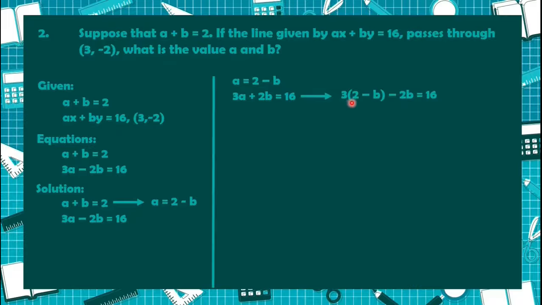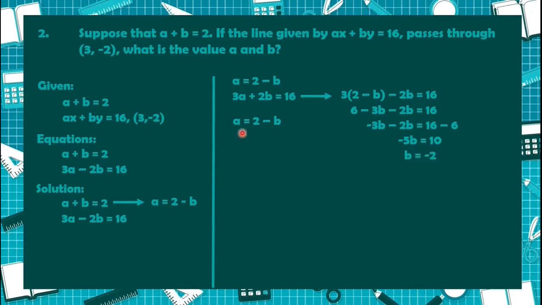So we have 3 times 2 minus b minus 2b equals 16. Then 6 minus 3b minus 2b equals 16. Then we combine like terms. Negative 3b minus 2b equals 16 minus 6. Negative 3b minus 2b equals negative 5b. 16 minus 6 equals 10. Divide both sides by negative 5. So our answer for b equals negative 2.